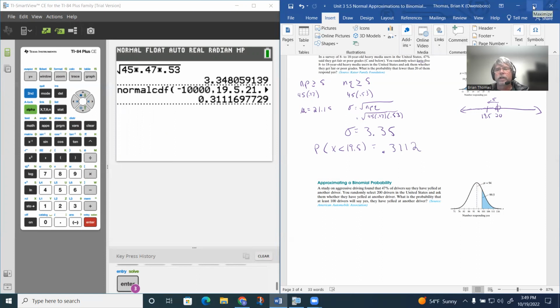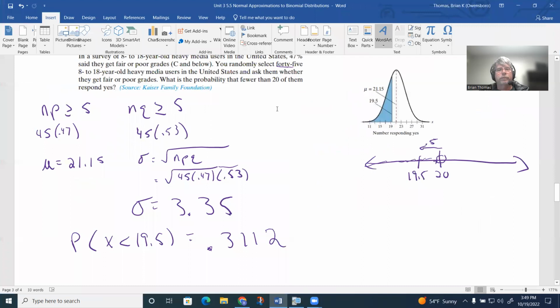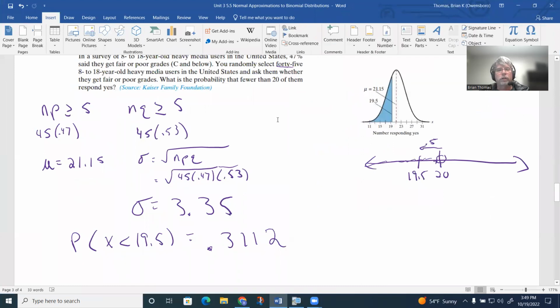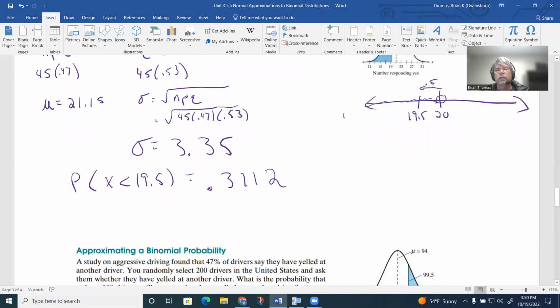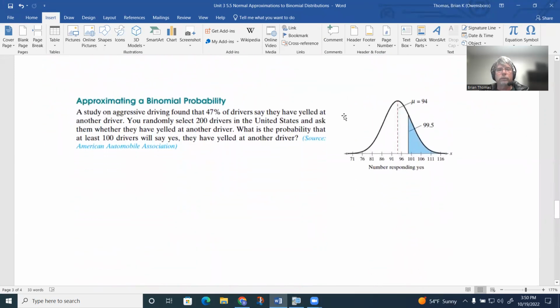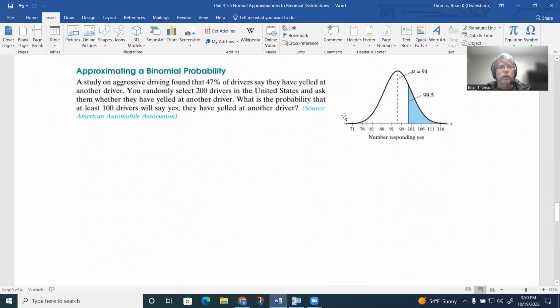So we were able to take advantage of the normal approximation to do that problem. But notice how we had to do that continuity correction to do that. So let's look at another example.